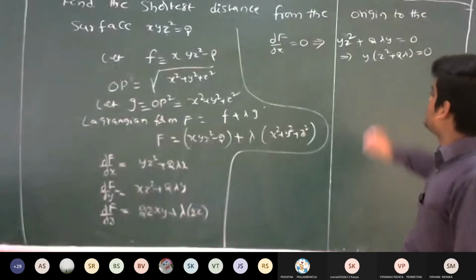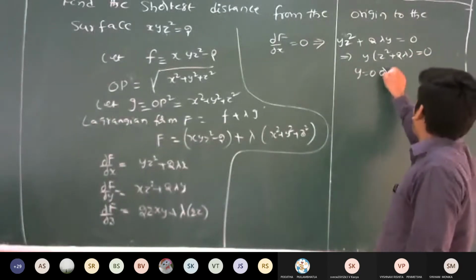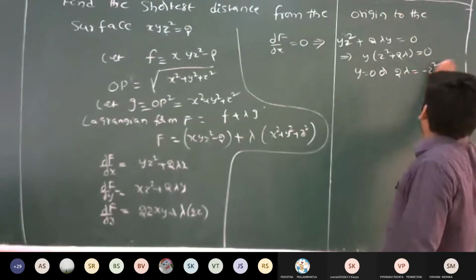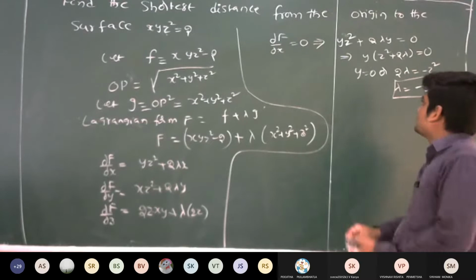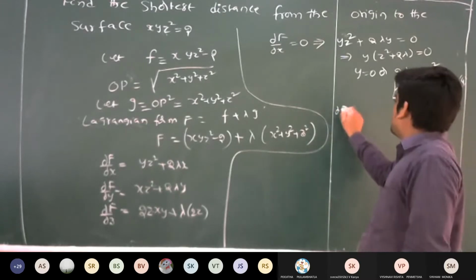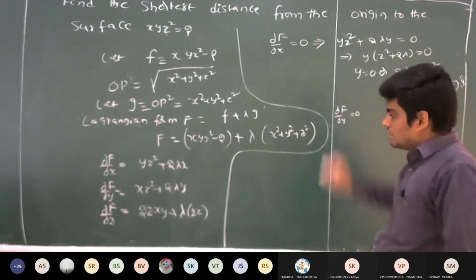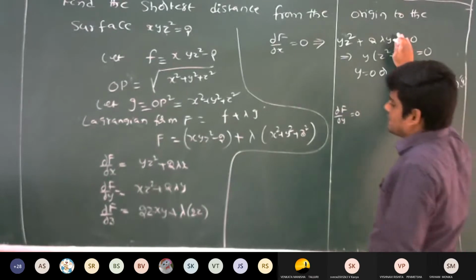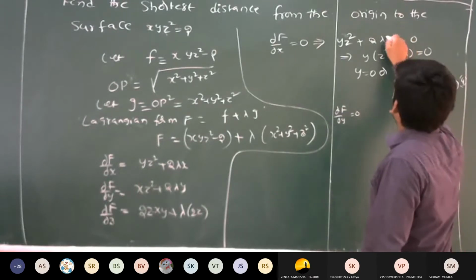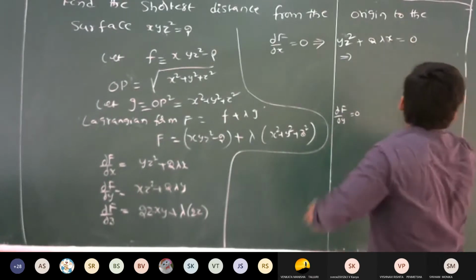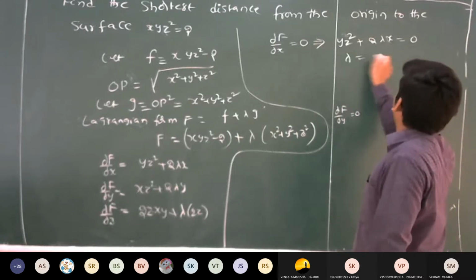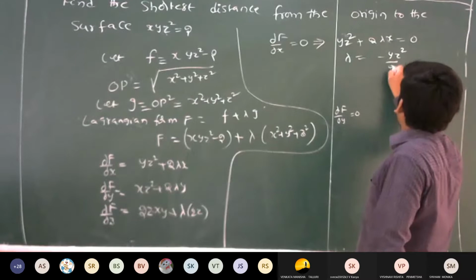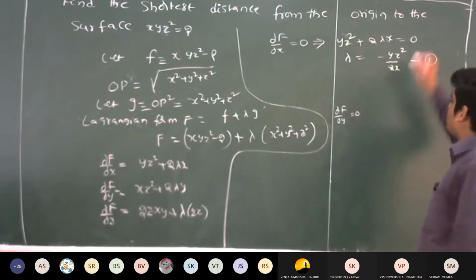So is it clear? y is equal to 0 or lambda is equal to minus z square by 2. Similarly, dou f by dou x gives y z square plus 2 lambda x is equal to 0. Sorry, 2 lambda x. So from this lambda is equal to minus y z square by 2x. This is equation number 1.